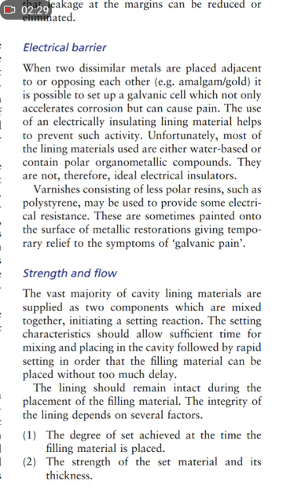Unfortunately, most of the lining materials used are either water-based or contain polar organometallic compounds. They are not, therefore, ideal electrical insulators. Varnishes consisting of less polar resins, such as polystyrene, may be used to provide some electrical resistance. These are sometimes painted onto the surface of metallic restorations, giving temporary relief to the symptoms of galvanic pain.